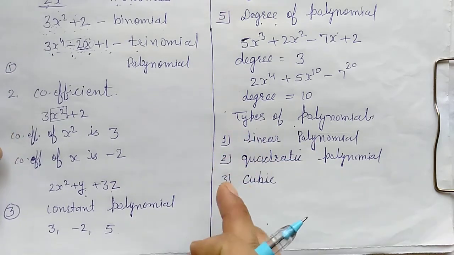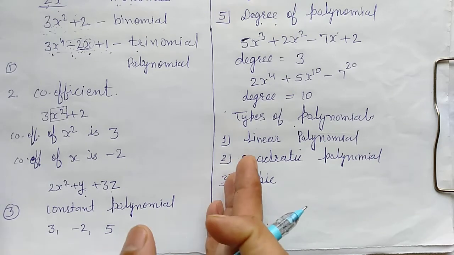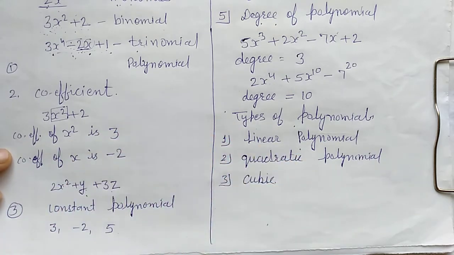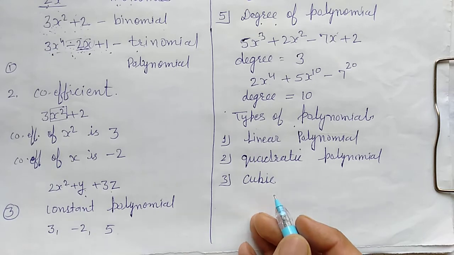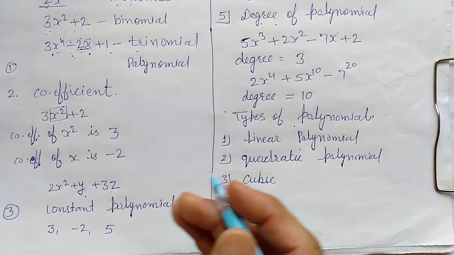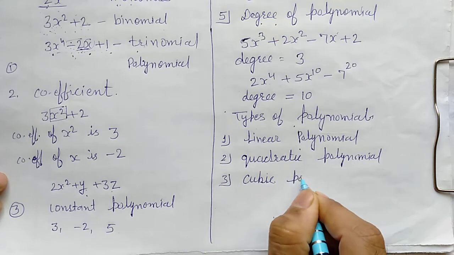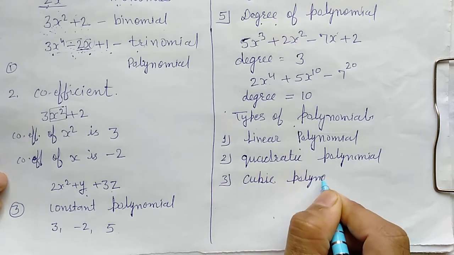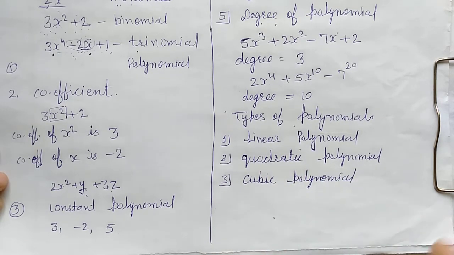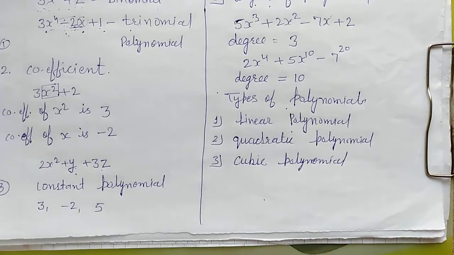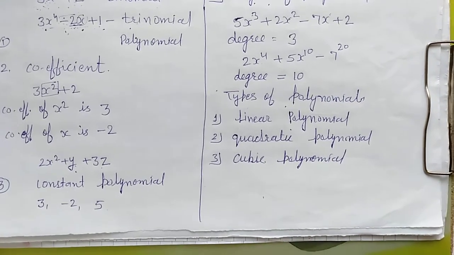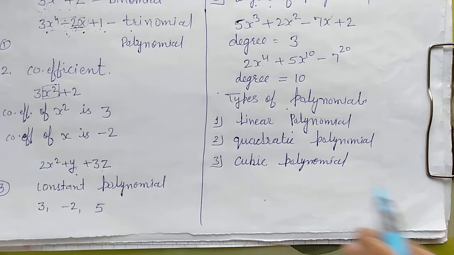Basically there are 3 types. I'm not saying these are only of 3 types. More types are there. After quadratic, tetra, penta, hexa. So many are there, but we are talking about 3 only. Cubic polynomial. Now, what are these linear, quadratic and cubic polynomial?